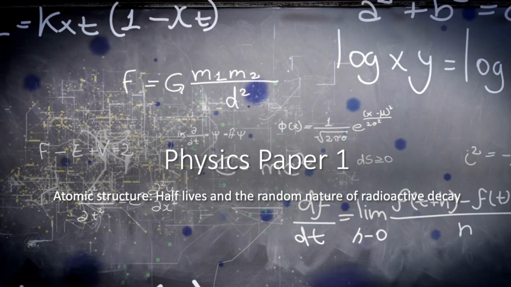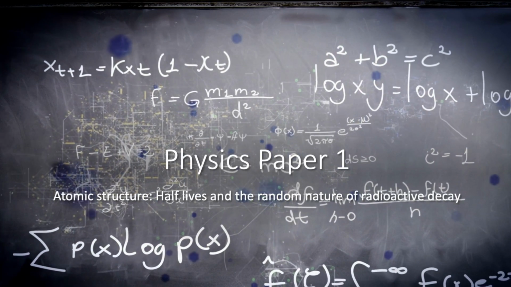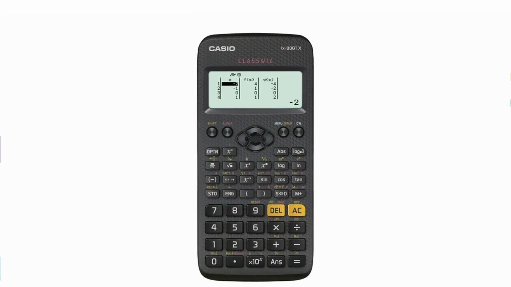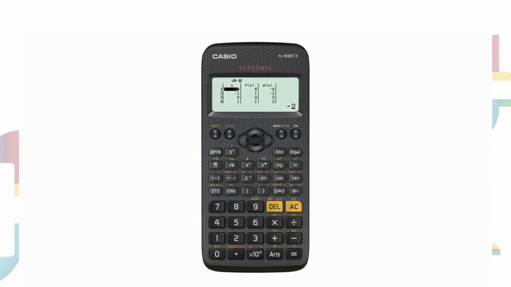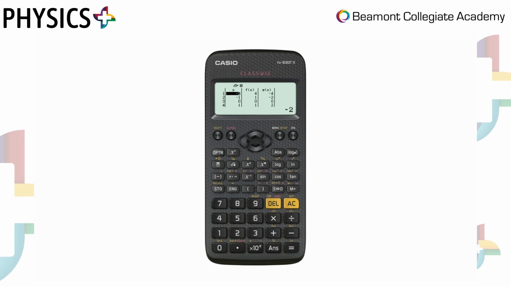Physics Paper 1, Atomic Structure, Half-Lives and the Random Nature of Radioactive Decay. When calculating radioactive decay, it's important to have a calculator handy.